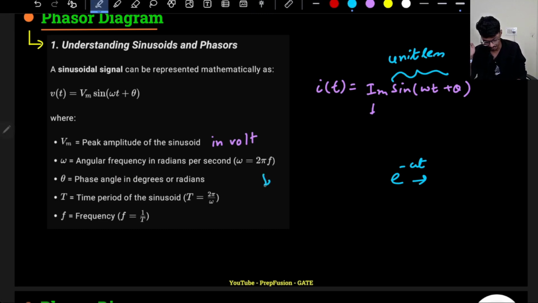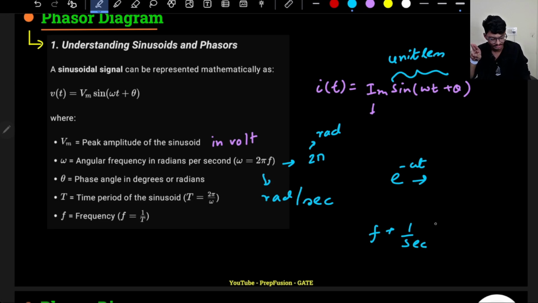By default, it will be radian per second. It can change as well. I will tell you why it will change. Don't worry about that. So by default, omega is equal to 2 pi f. And what is 2 pi? 2 pi is the radians, right? And what is the unit of f? F is 1 by second, correct? The unit of f is 1 by second. So ultimately, when I multiply these two quantities, the unit becomes radian per second. Radian divided by second. That is how we get the unit of omega.